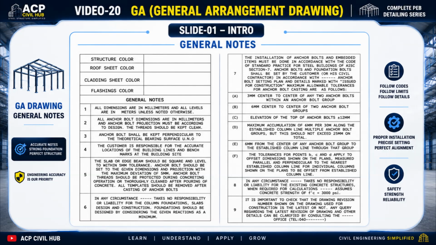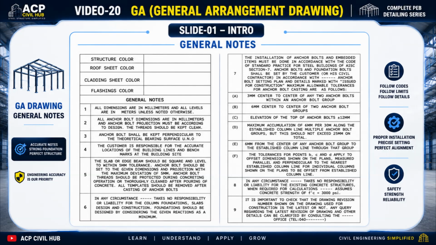In this video, we are starting one of the most important sections of a PEB General Arrangement drawing, the General Notes. Many beginners focus only on plans, elevations, and member details, but experienced engineers know that the General Notes section contains critical construction instructions that must be followed during fabrication and site execution.